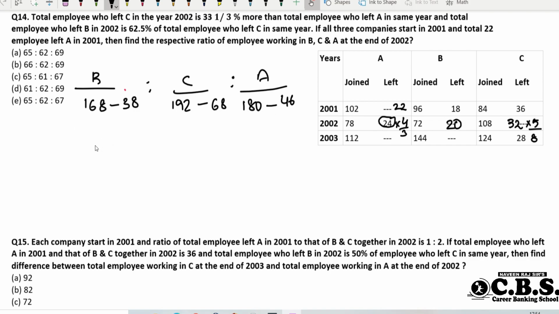So it is 130, and so 190, 160, 130, nothing but what? 124. Okay, it is 124. So C is how much? 84 and 108 is 192. So 36 and 32 is 68.